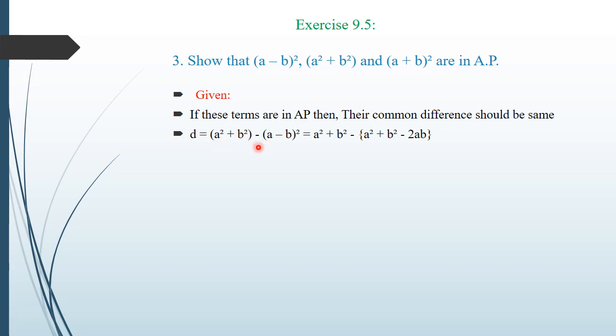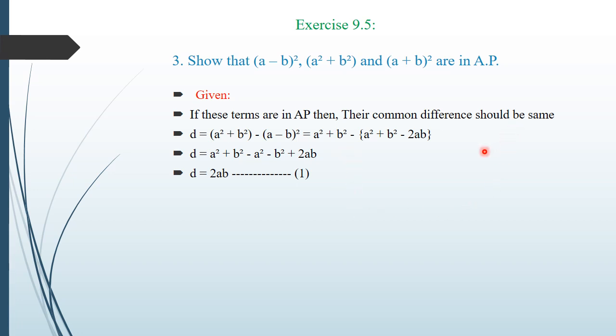When I simplify this, a square plus b square I have kept as it is, minus, I'll expand this a minus b whole square. I have put it in the flower bracket, that is a square plus b square minus 2ab. When I open the bracket here, a plus b whole square I kept as it is, and when I take this minus sign into the bracket, it will be minus a square minus b square, minus into minus becomes plus 2ab. Here a square plus b square and the minus a square minus b square get cancelled. Therefore, d will be 2ab. I'll keep it as first result.